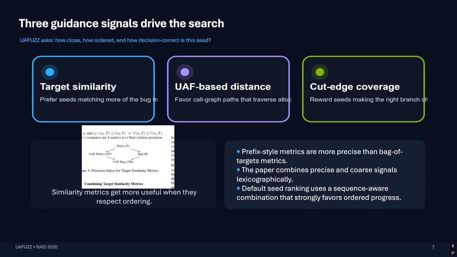And then lastly, the cut-edge coverage. It's about key branch decisions that help move the program towards the target trace. So it's not just any new coverage that matters, it's coverage that helps cross the important decision points on the way to the bug.